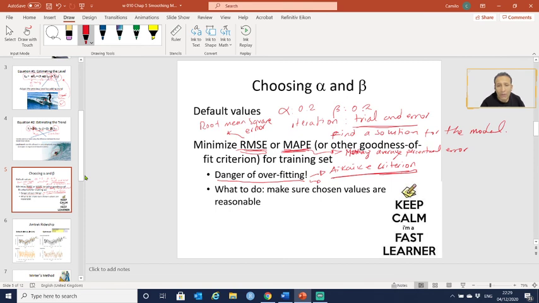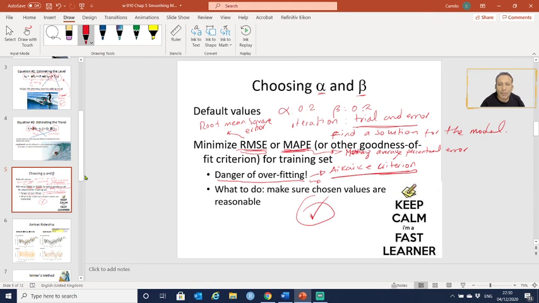So what to do if there is a danger of overfitting? Make sure chosen values are reasonable. And if those chosen values for alpha and beta are reasonable, I think you can conclude that it is going to be a good model in order to forecast.